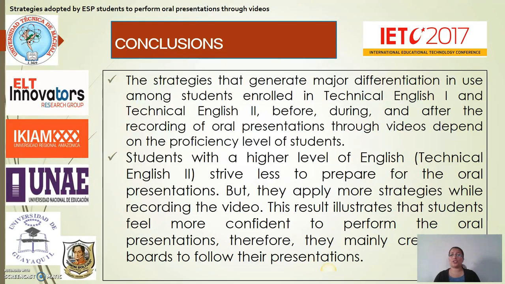Okay, so as conclusions, we can say that the strategies that generated a major differentiation in use among students enrolling in Technical English 1 and Technical English 2 before, during, and after the recording of oral presentations through video depend on the proficiency level of the students and the level of confidence that they had in this proficiency level. We can also say that the students with a higher level of English, Technical English 2, strive less to prepare for the oral presentations. That is why we saw fewer strategies, at least only one strategy that had a high level of differentiation. But they apply more strategies while recording the video.